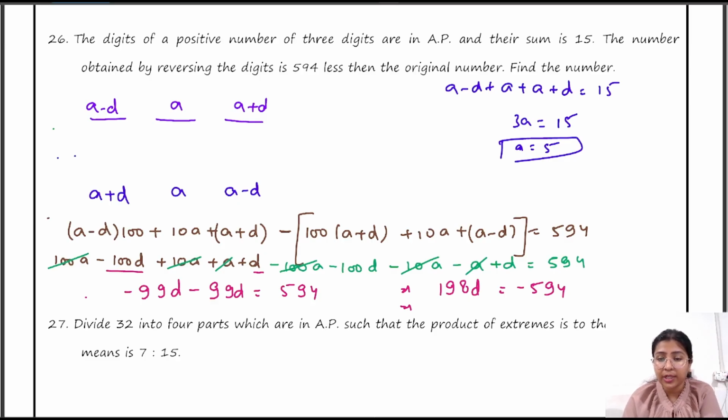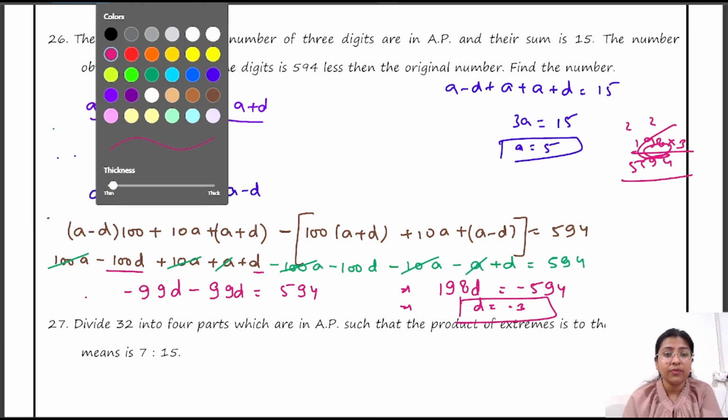I think it should be 3 times. Okay, let's see, 198 into 3, I to carry, it will be 27, 27, 29. Okay, 594. So it will cancel this. So the value of D is minus 3. This is the value of D. The value of D is minus 3.